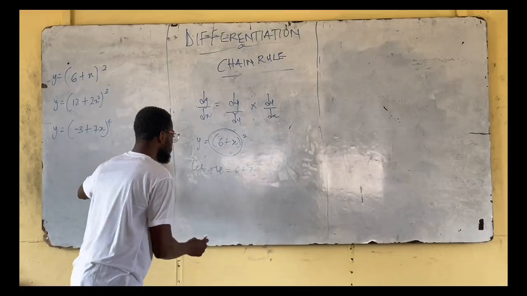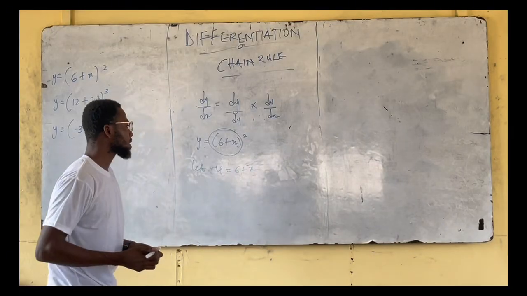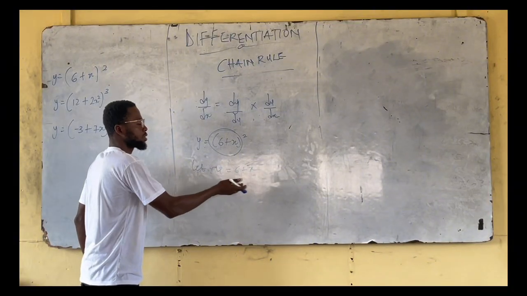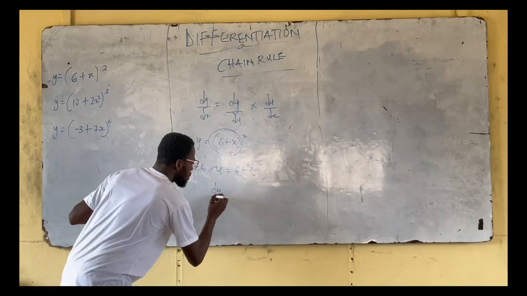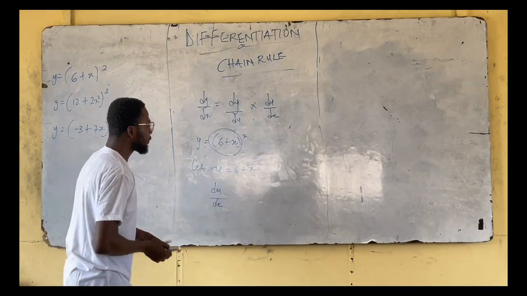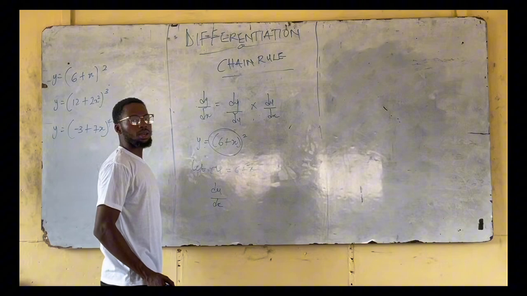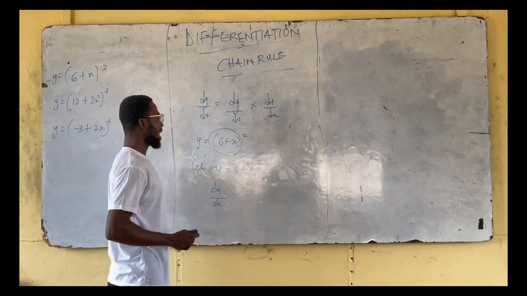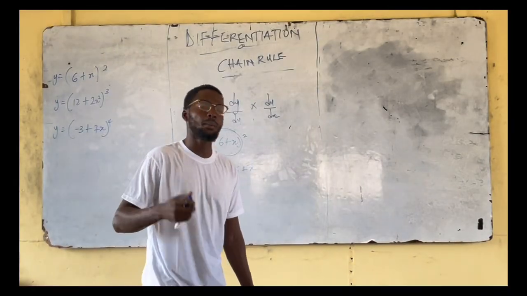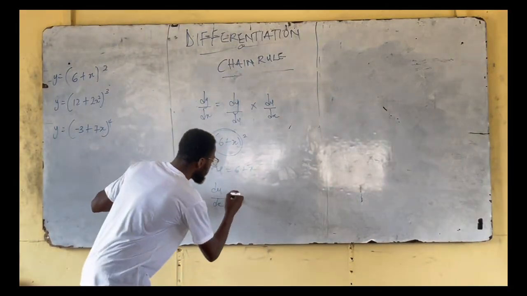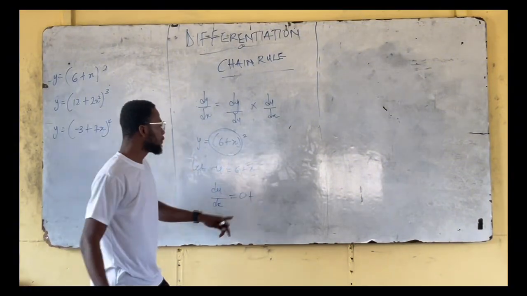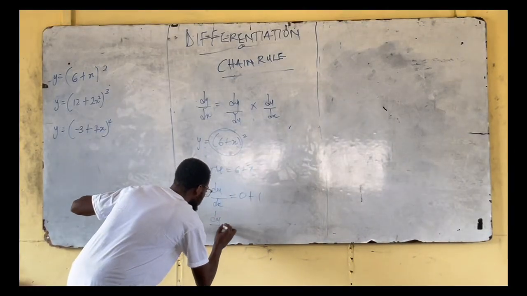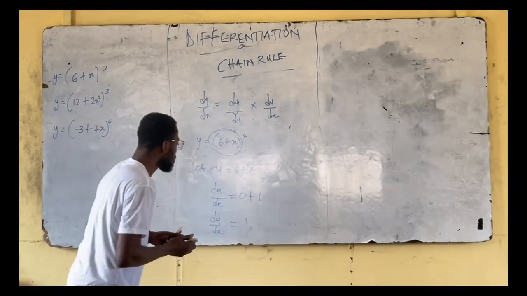So thereby, we are finding u with respect to x, so it's going to be du/dx. If you differentiate 6, what are you going to get? Because 6 has no variable, if you differentiate 6, it's 0. A number with no variable, when you differentiate it, is going to be 0. So you're going to get 0 plus, if you differentiate x, you're going to get 1. So therefore, du/dx is equal to 1.